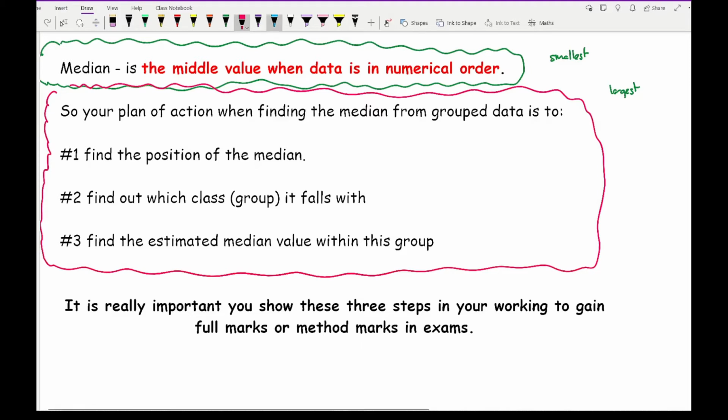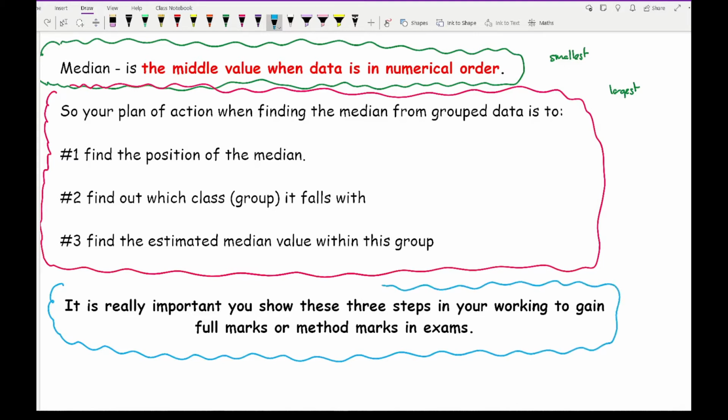Now, this last thing, it's really important that because finding the median from group data is a high level topic, it will usually involve quite a lot of marks because you will be doing quite a lot of maths involved in there. So it's really important that within your working out you do show these three steps. So even if you don't get to step 3 or you make a silly mistake within a certain step, you need to make sure you're guaranteed getting those method marks, and the method usually for finding these things are these 3 steps. So make sure that within your working out, within your solutions, you are showing evidence that you are working through these 3 steps.